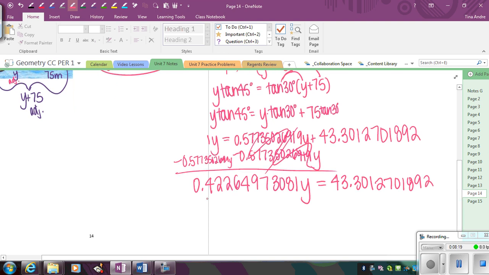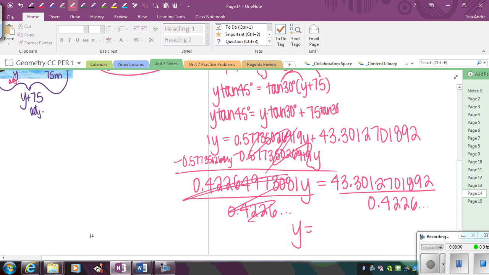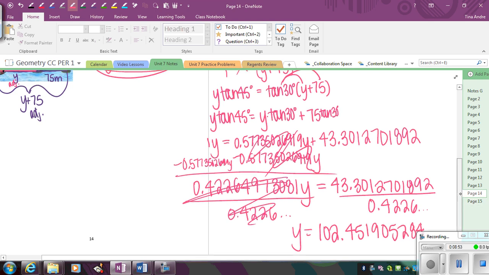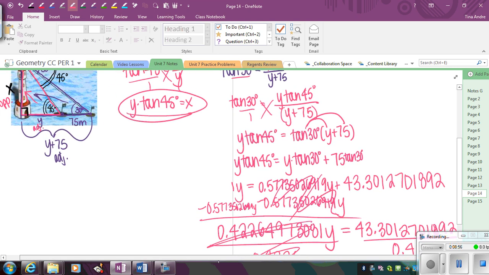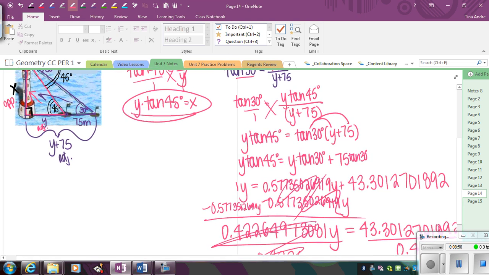And then go ahead and divide both sides. So divide, and I'm going to kind of cheat a little here and just put dot, dot, dot, that I am dividing by that entire decimal. So that's okay to do that. Just make sure you put the dot, dot, dot, so you're showing that you are dividing by the entire number in your calculator. So those are going to cancel. You're going to have y equals, so in the calculator I'm scrolling up to the 43 divided by the 0.4 number, and I get 102.45190524. That's the value of y, which is the total distance between the lighthouse and that closer boat.